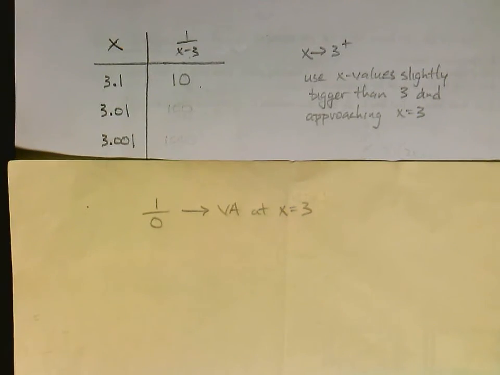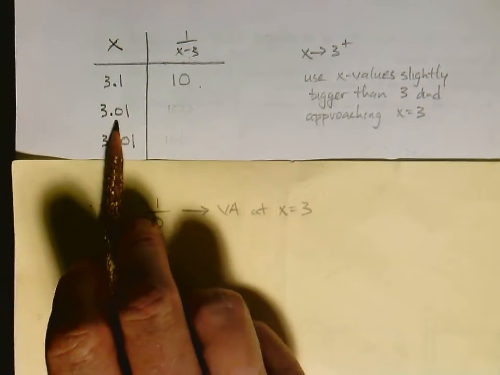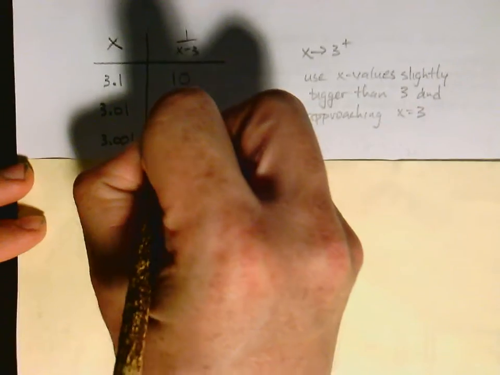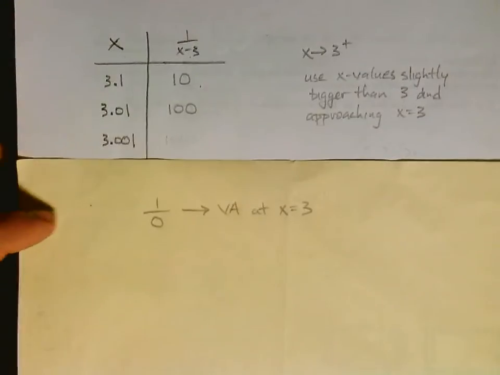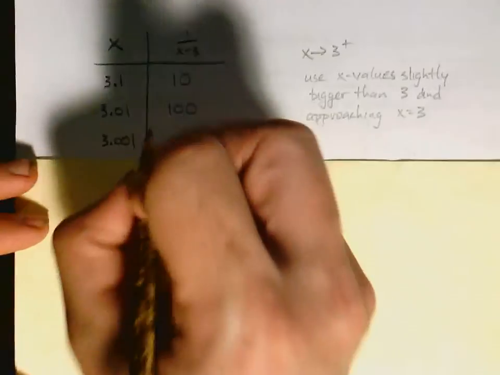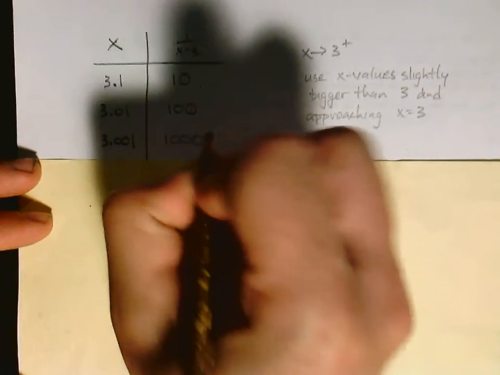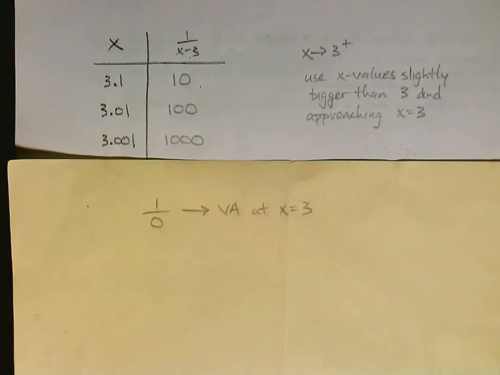Maybe verify that. If you plug in 3.01, it will be 100. And if you plug in 3.001, it will be 1,000. Well, what seems to be happening as we get closer and closer to 3? What are the y values doing? And really, there's only the two possibilities. Is it going to positive infinity, or is it going to negative infinity?